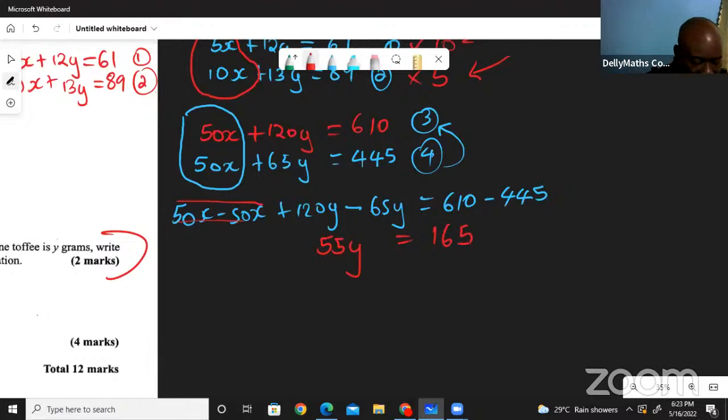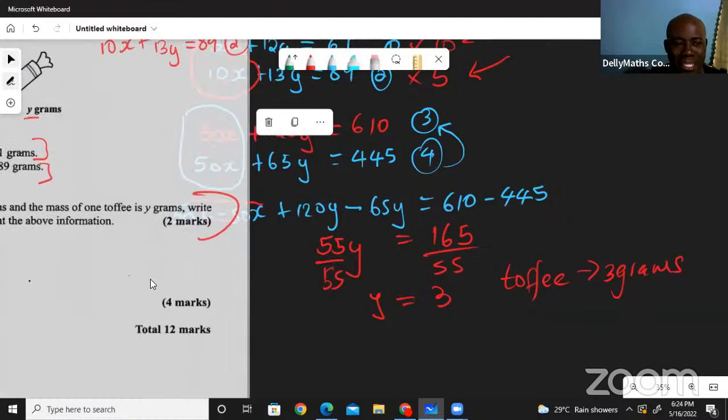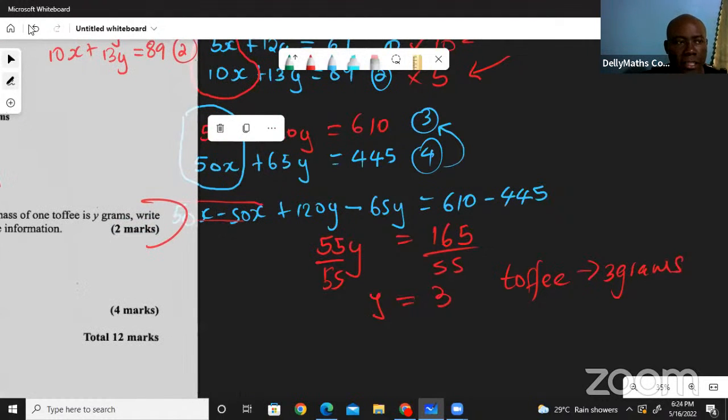165, right? Now, to find y, we divide both sides by 55. Y is equal to 3. So y is equal to 3. Y is toffee, so it simply means that we're talking about toffee. One toffee has 3 grams. We're talking about 3 grams for the toffee. That's what we're talking in terms of the mass. The mass of the toffee is 3 grams.